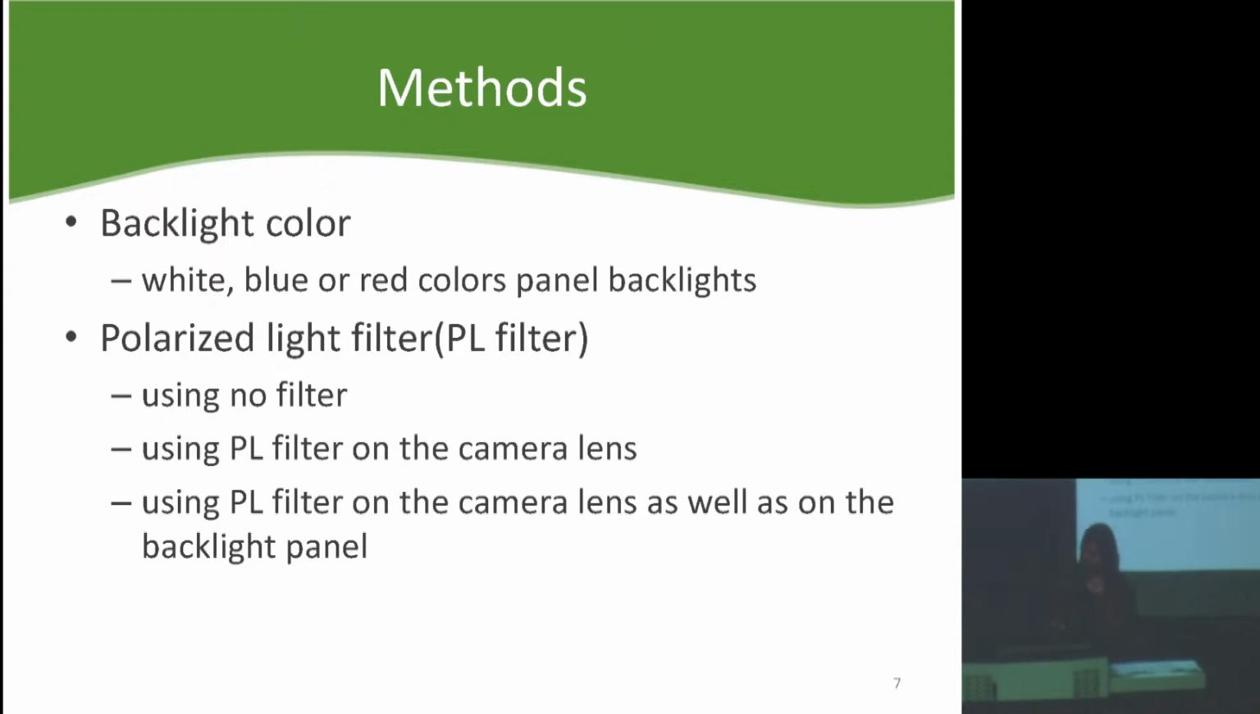And there are three different combinations of the device. A 10 centimeter camera distance was used to acquire the image. One is using no filter, one is using a PL filter on the camera lens, and one is using a PL filter on the camera lens as well as on the backlight panel. We are going to compare them to find the best combination in extracting the required features of the images.